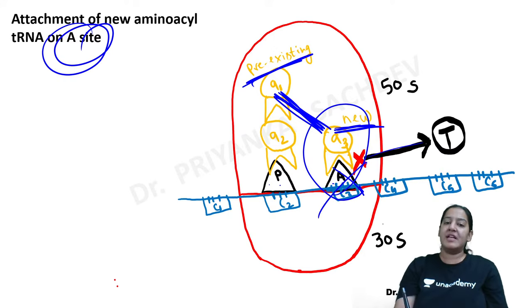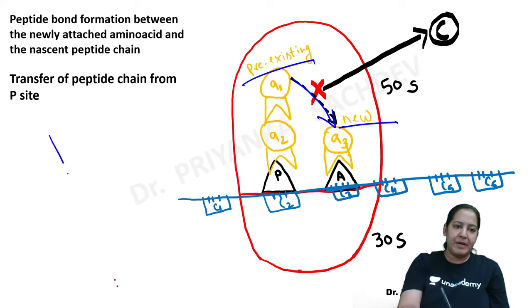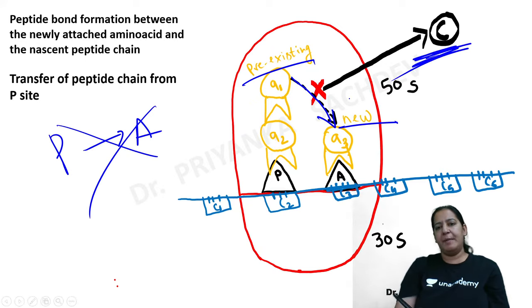So aminoglycoside inhibits P window, tetracycline inhibits A window. The formation of peptide bond and shiftage of pre-existing to new, that is P2A shift, is inhibited by chloramphenicol.